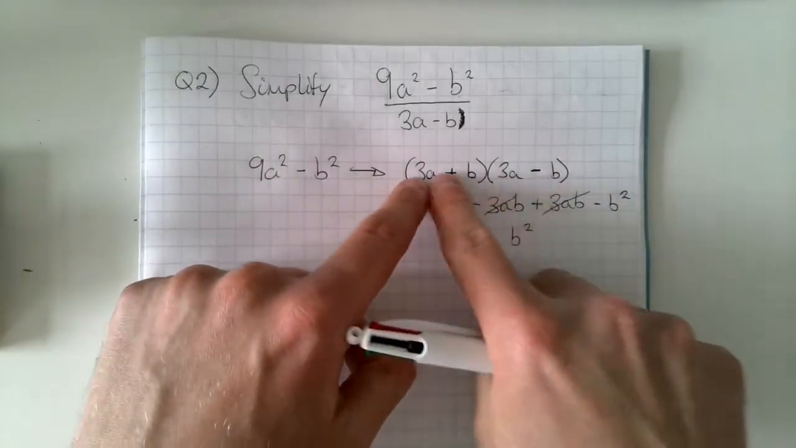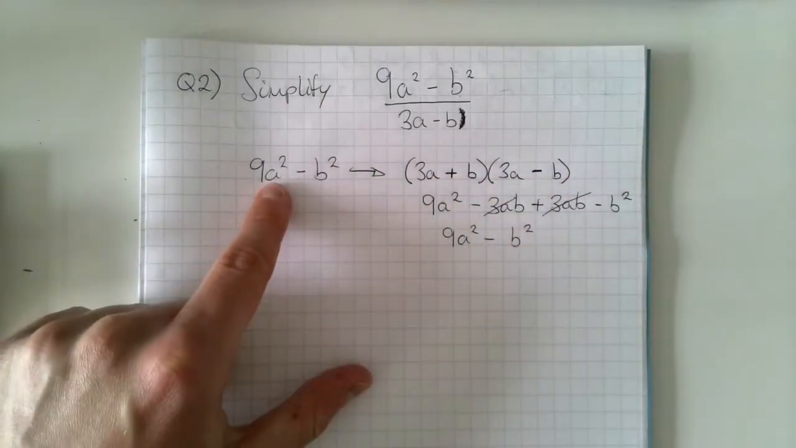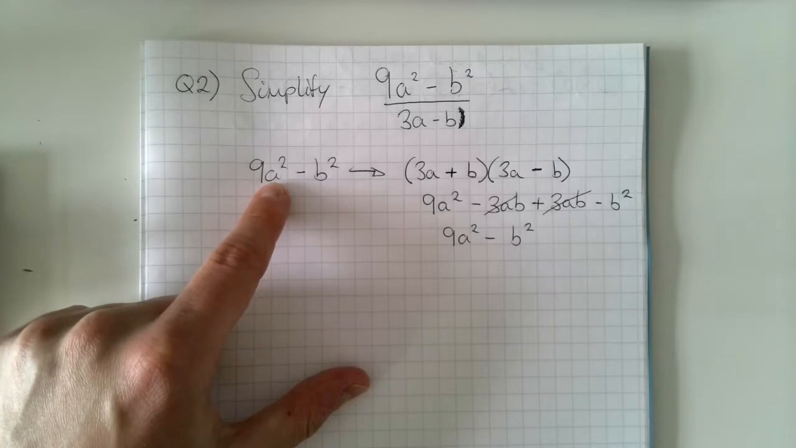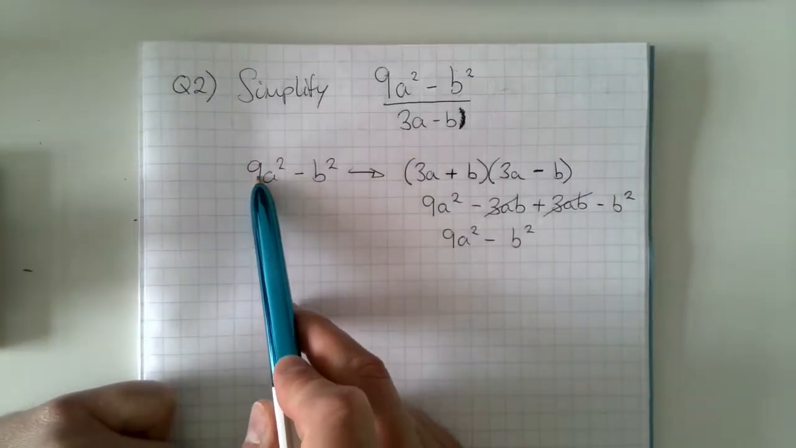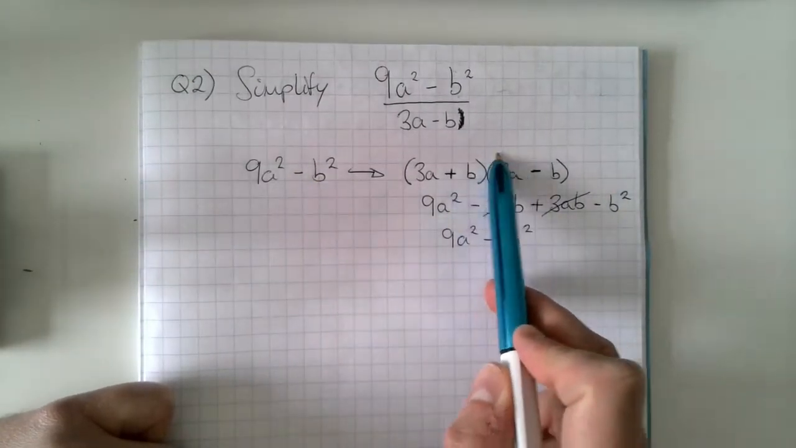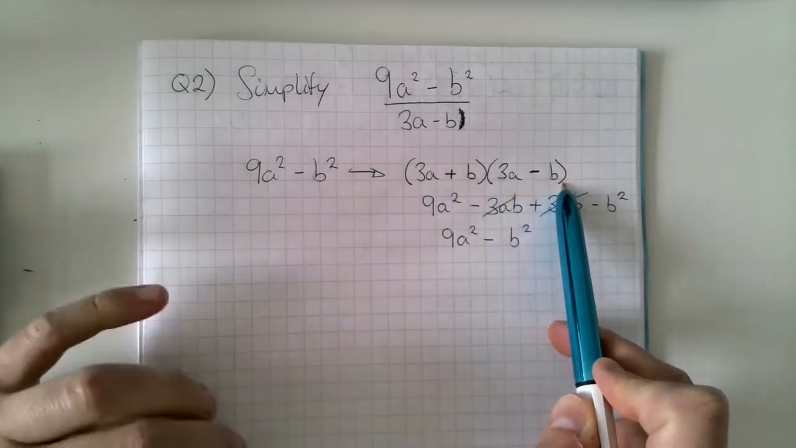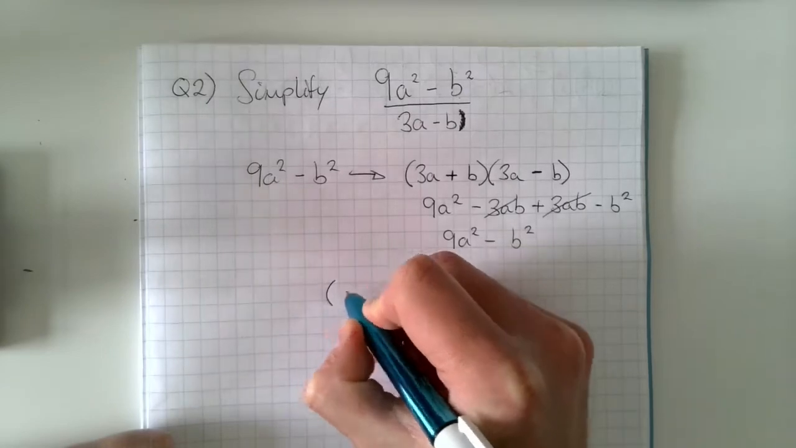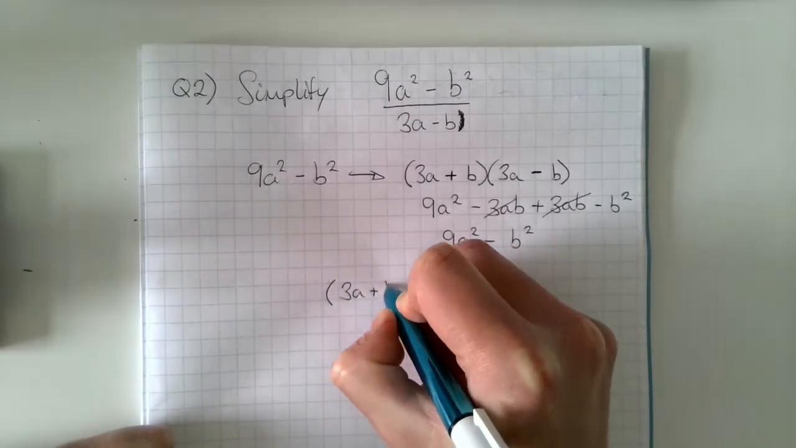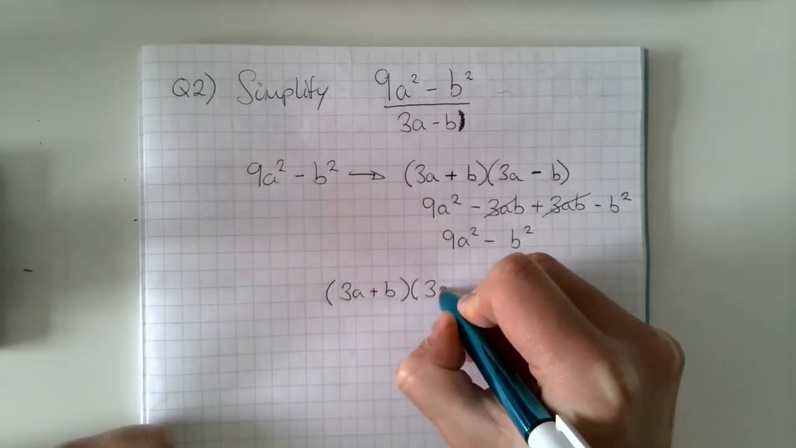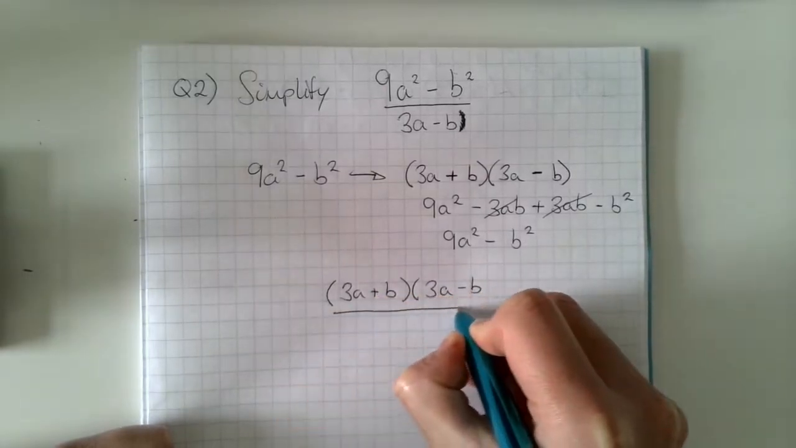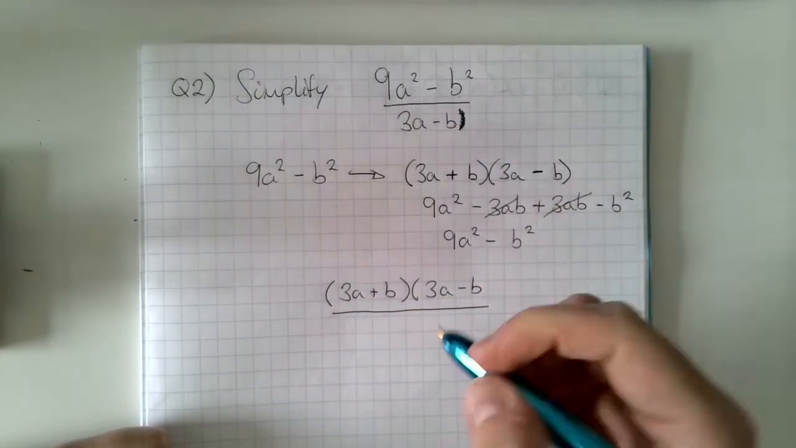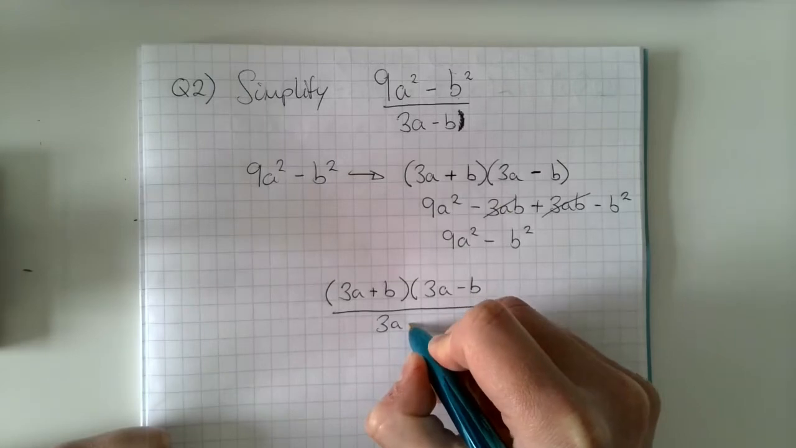If I expand these two brackets here, I get 9a squared minus b squared. So in other words, I could write 9a squared minus b squared as these two brackets. So I'm going to do that down here. I'm going to write 9a squared minus b squared as 3a plus b, 3a minus b, and in my fraction that's going to be all over 3a minus b.